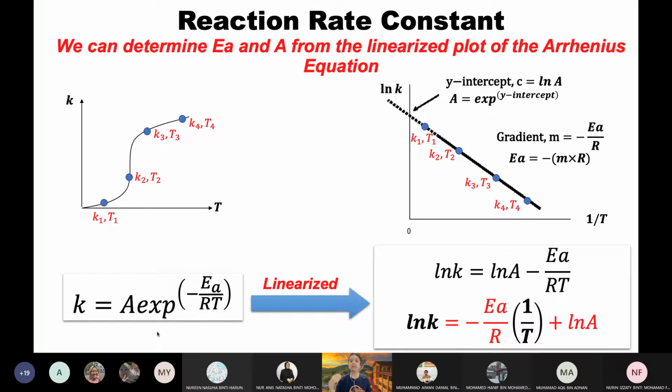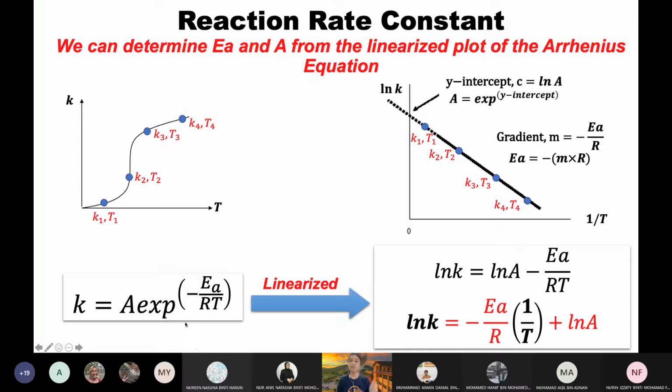It's basically taking natural logarithm, natural ln. Kita ln kan di belah kiri dan kita ln kan di belah kanan. So we ln on the left hand side, we ln on the right hand side. So if you ln on the left hand side, you get ln k. If you ln on the right hand side, you will get first of all ln A. Okay, so ni matematik sikit lah. Kamu ln kan bahagian A tu kamu dapat ln A.